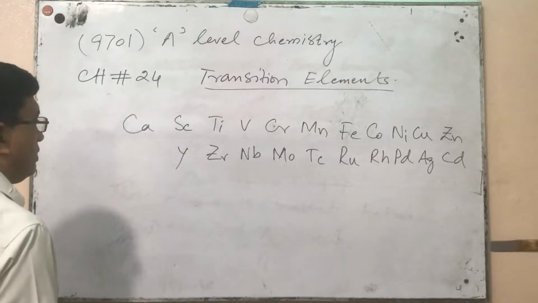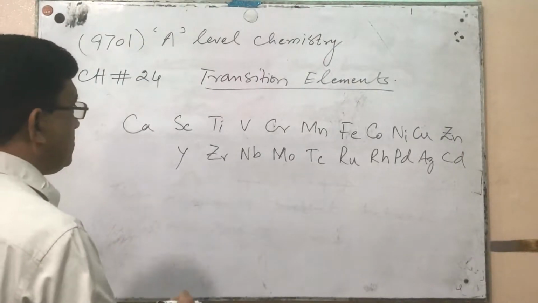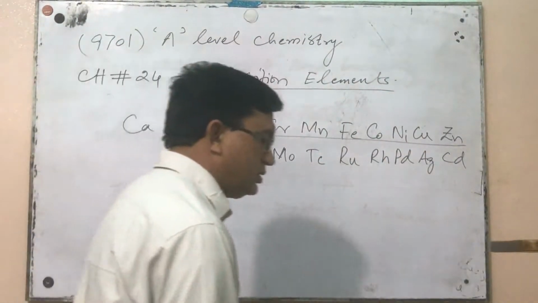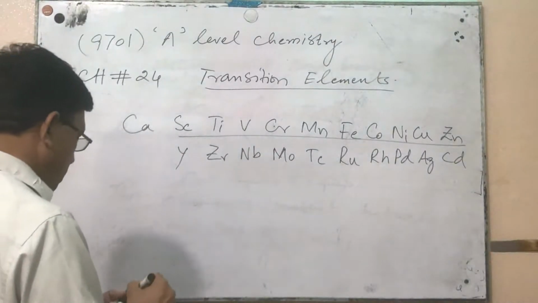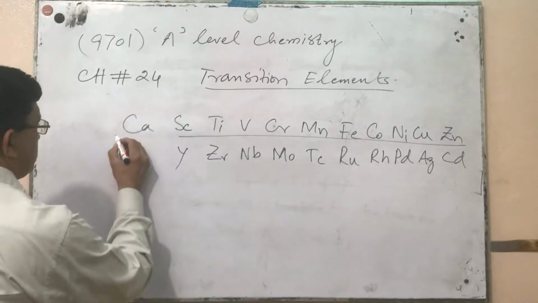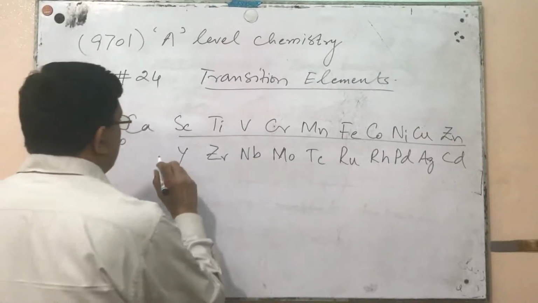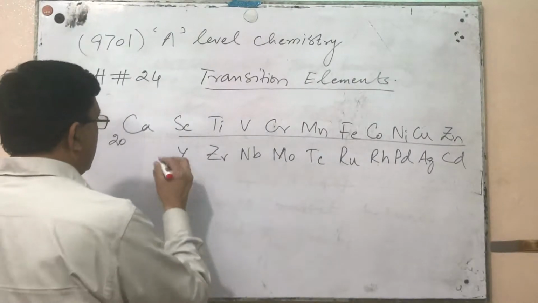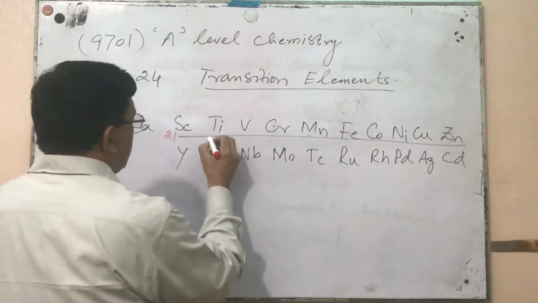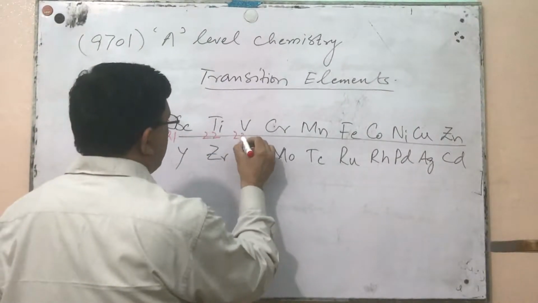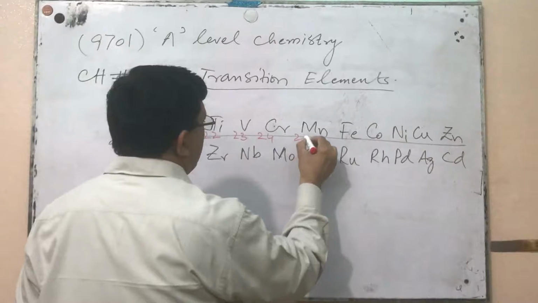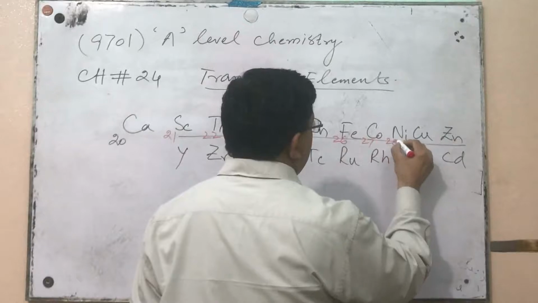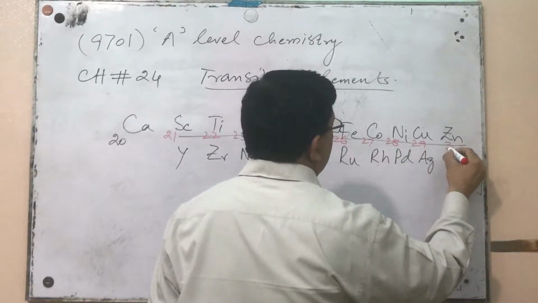Now there is the third d series. We will just discuss only the first transition series of transition elements. Now, as the proton number of calcium is 20, the proton number of scandium is 21, titanium 22, vanadium 23, 24, 25, 26, 27, 28, 29, and then 30.